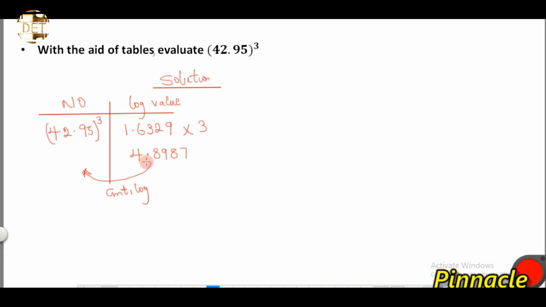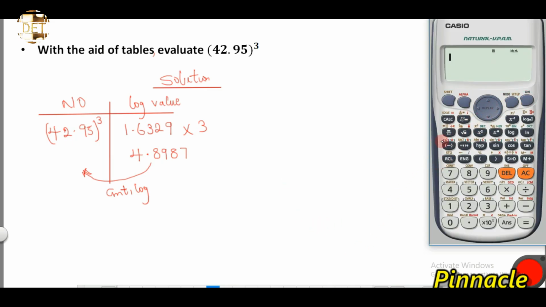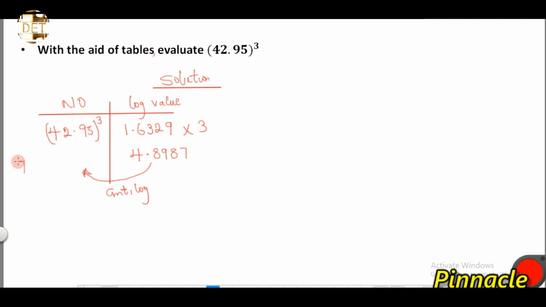So how do I look for the anti-log of 4.8987? I'll bring out my calculator. To look for the anti-log, I will press shift and then press log. So this is the anti-log, and then I'll put in the value, which is 4.8987, and that will be equal to 79,195.41. So this is our answer.